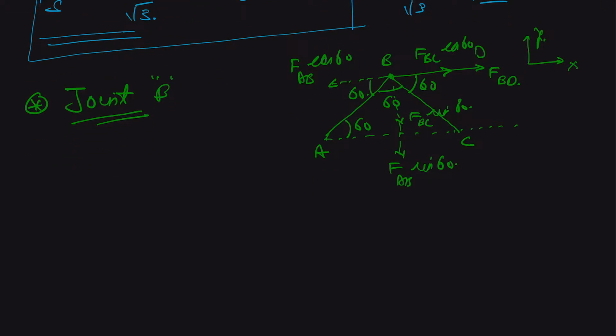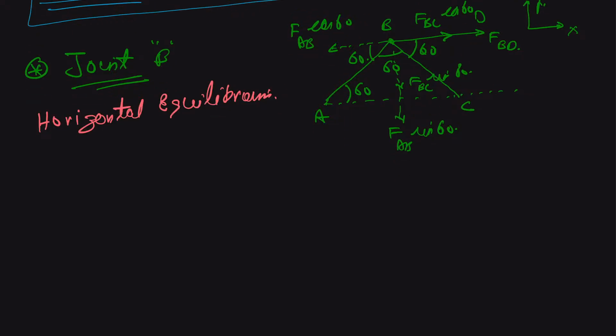Therefore we can write the horizontal equilibrium. So we have our horizontal equilibrium, and from this horizontal equilibrium we get minus FAB cos of 60 plus FBC cos of 60 plus FBD should be equal to 0.